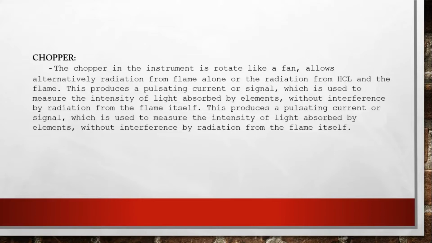The third instrument is a chopper. The chopper in the instrument rotates like a fan. It allows alternately the radiation from the flame alone or the radiation from the HCL and the flame. This produces a pulsating current or signal, which is used to measure the intensity of light absorbed by elements without the interference by radiation from the flame itself.